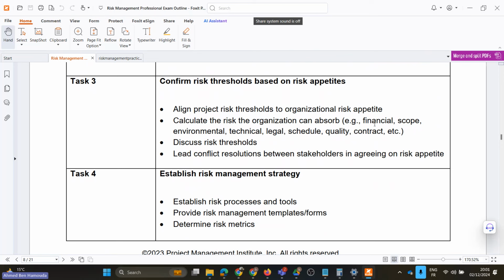Okay. For example, environmental also, in case, for example, a risk that is not respecting the environmental laws, and yet it's quite important for the company, for example, to launch or create those products and launch them. How much is the company ready to take the risk, also on the levels of scope, technical, legal, schedule, quality. Contracts are quite an important source for identifying risks.